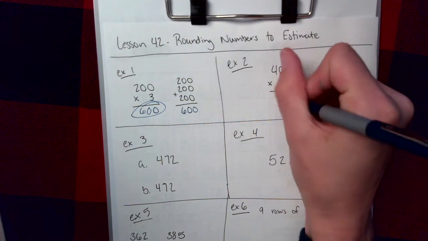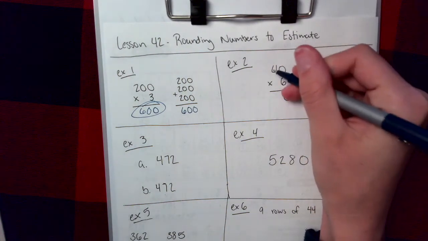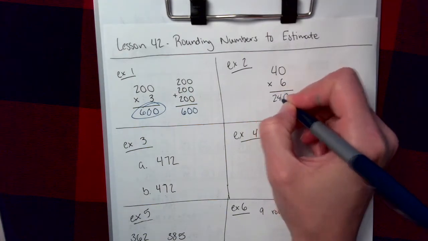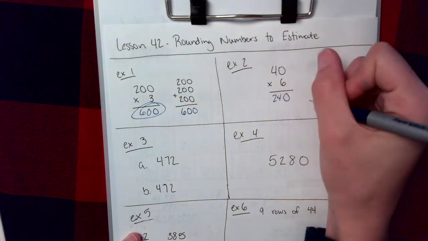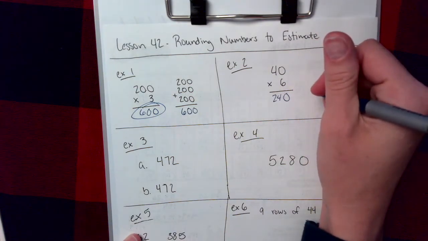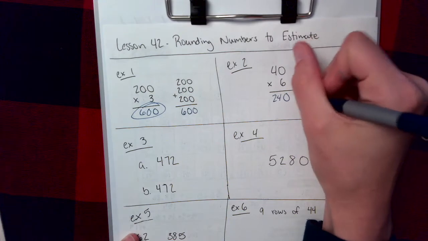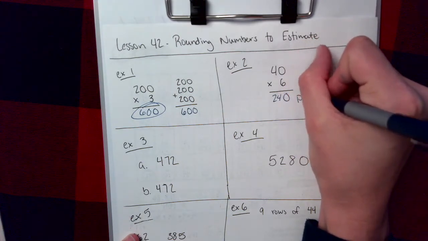6 times 0 is 0. 6 times 4 is 24. So we get 240 passengers on those buses.